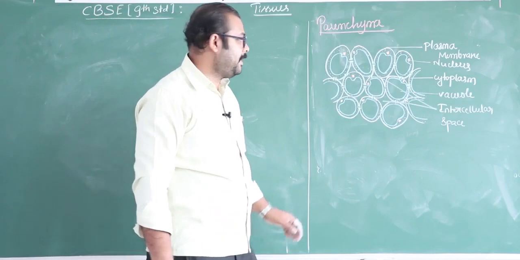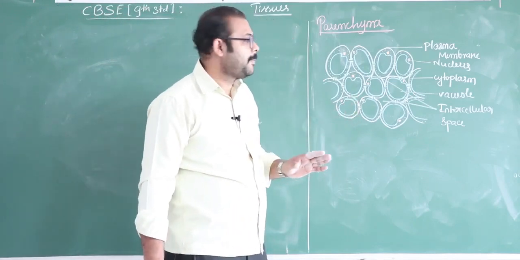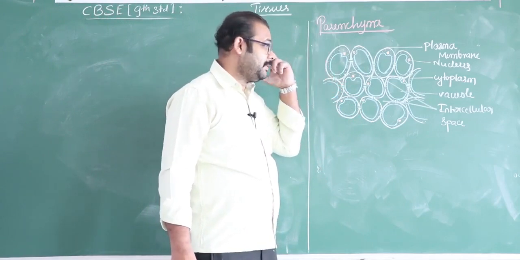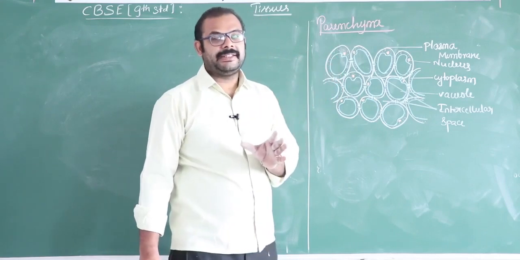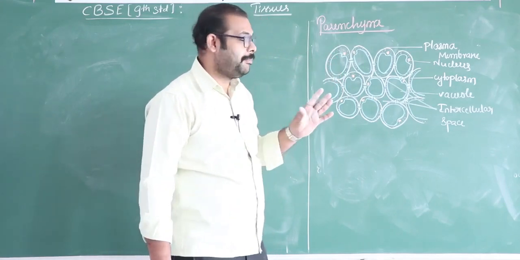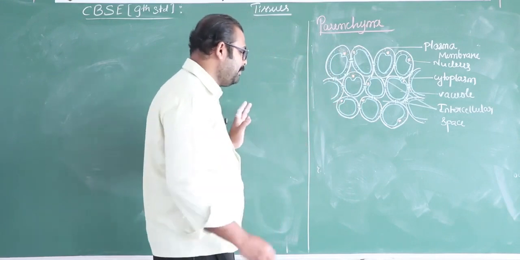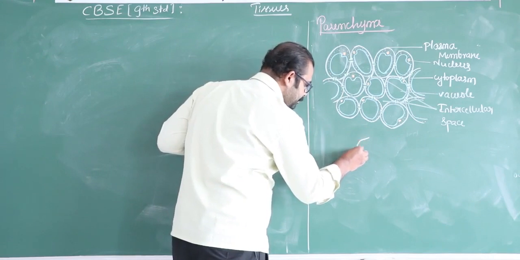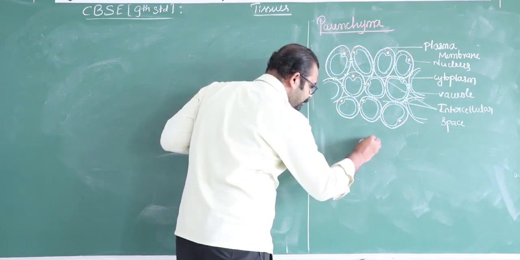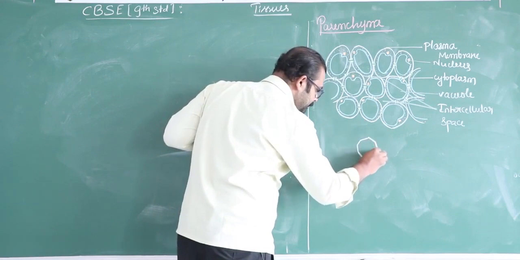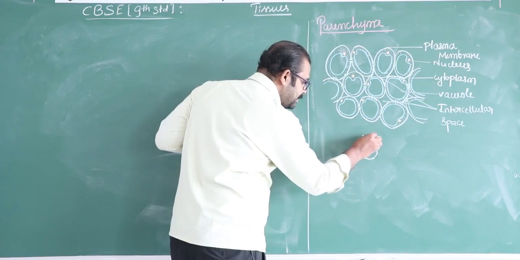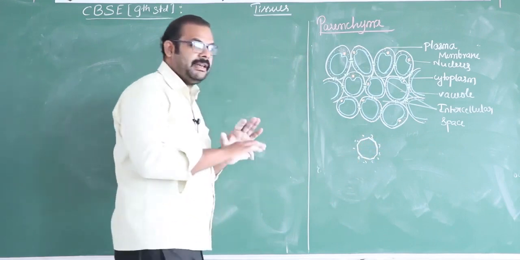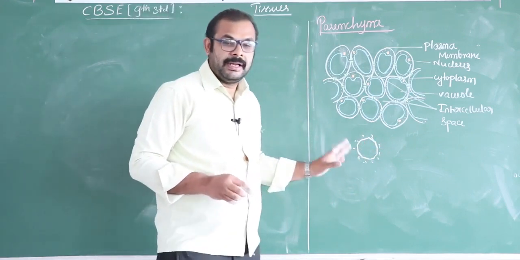Okay. Now let's see the structure of parenchyma. You see that these parenchyma cells are either spherical, oval, or polygonal. Polygonal means they have multiple facets. See that it has many faces, 1, 2, 3, 4, 5, 6, 7, 8, 9, 10. Like that, they have many different faces. They are called polygonal.